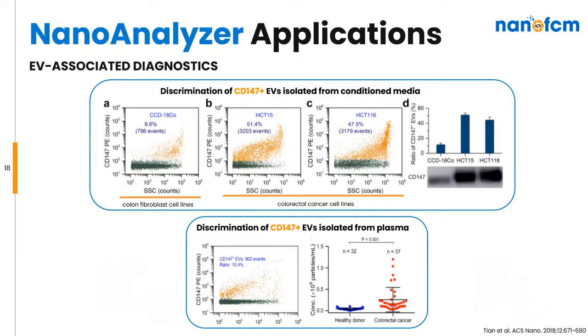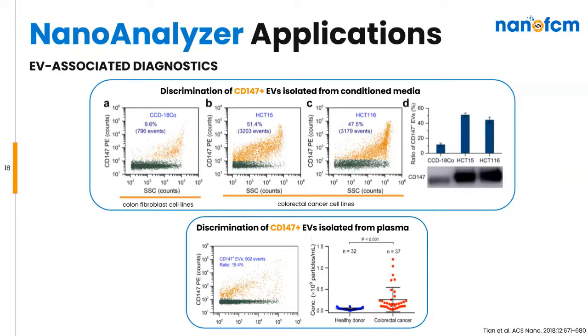Here you can see the use of immunofluorescent labeling to assess CD147 positive EVs. CD147 is overexpressed in some cancers and can be used as a biomarker for colorectal cancer. In the top panel, you can see the dot plots of CD147 fluorescence versus side scatter for EVs isolated from colon fibroblast cells and cancer cell lines. It's worth reiterating that all these data points on the dot plots will have passed our side scatter threshold, determining them as a particle over 40 nanometers.